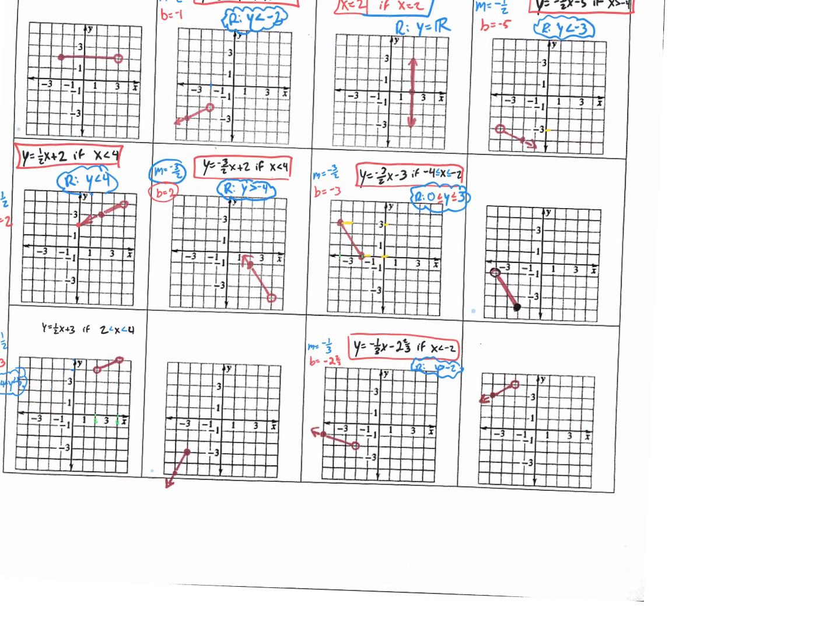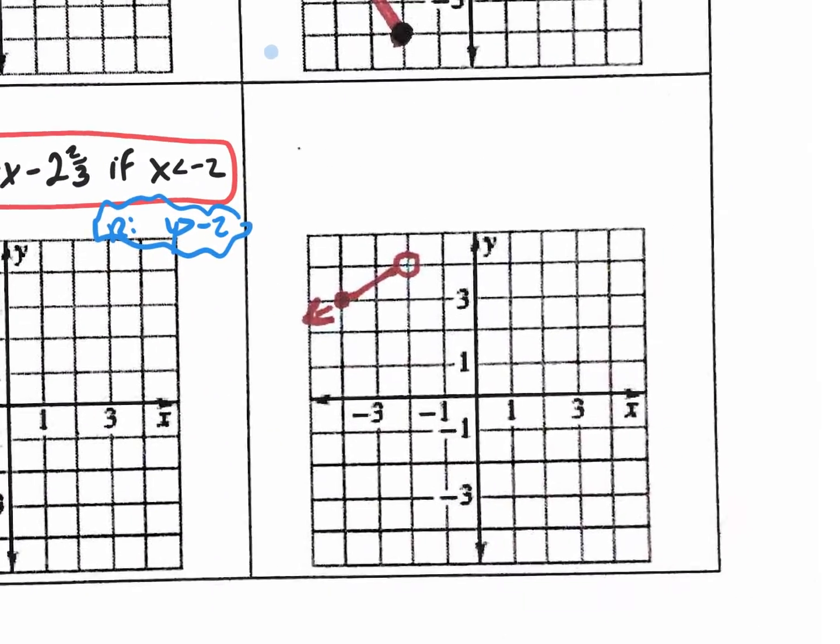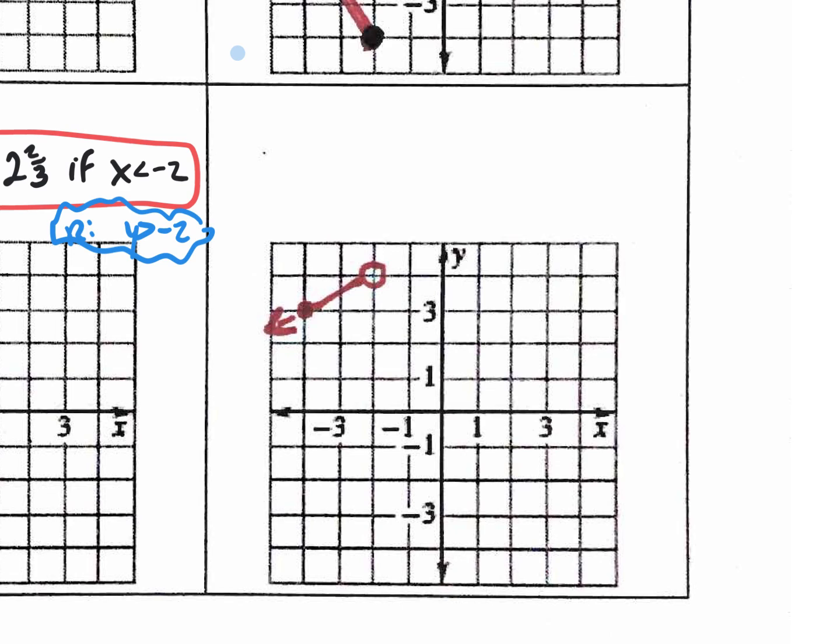So, what about this last one? Anybody? Slope would be 1/2. How do we know? Because from left to right, it's going up 1 over 2. All right. The b value will be 5.